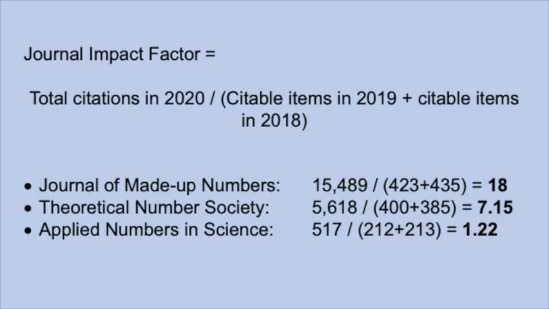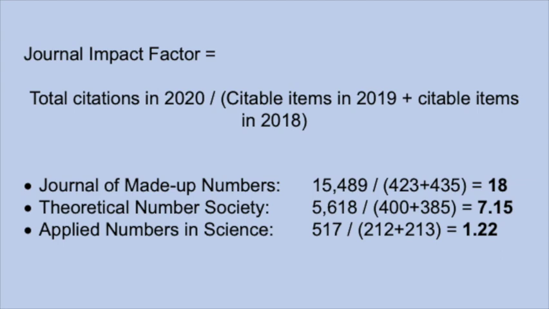All right, now let's talk about how journal impact factor is calculated. Now it's hard to get the raw data to do the calculations because it's proprietary information collected by Clarivate Analytics. But this is the way they use that information. The journal impact factor for 2020 is calculated as the total number of citations in 2020 to that journal divided by the citable items in 2019 plus the citable items in 2018.